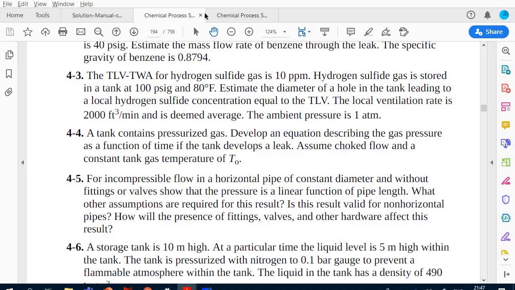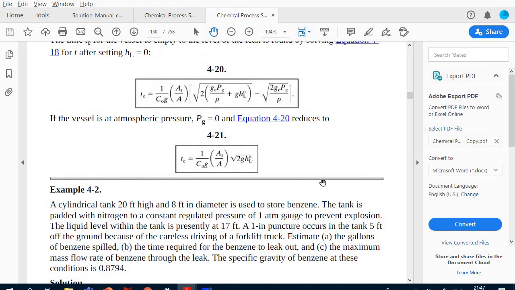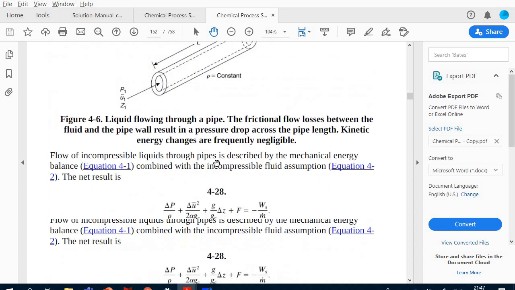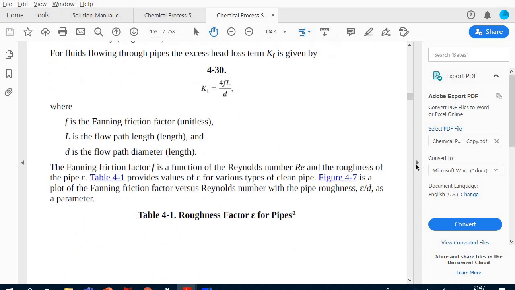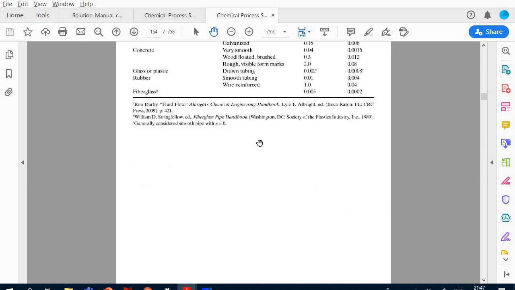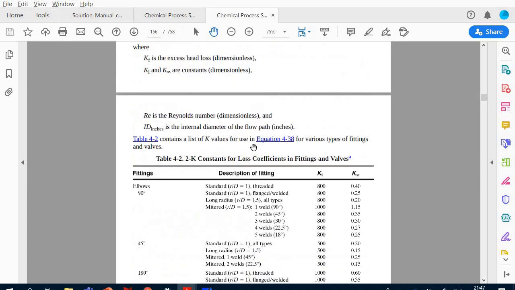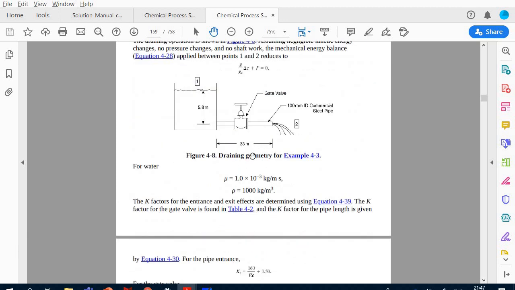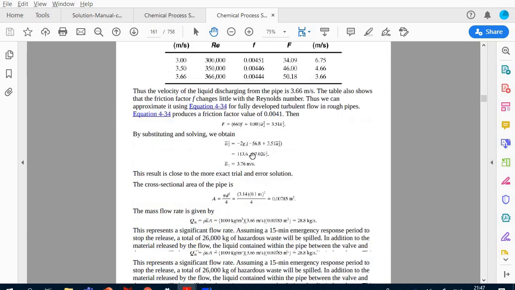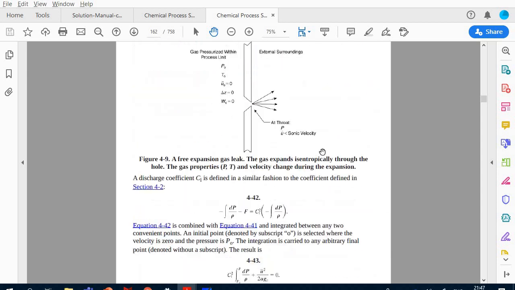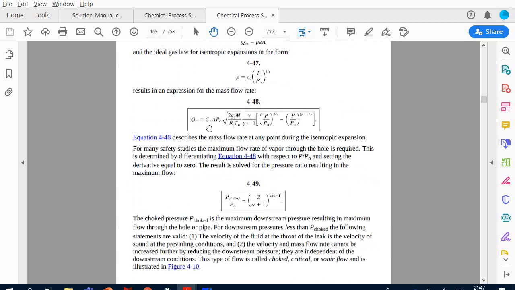Just to be more comfortable about that, let's look for equation 4.40. So that is flow of liquid through pipes. That's not the part that I'm looking for. I'm looking for gas through pipes. And I'm doing this search just like you're doing that search. Did I get through it? Flow of gases through holes. Okay, so that is flow of gases through holes.